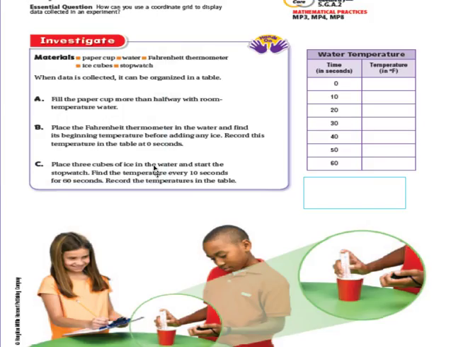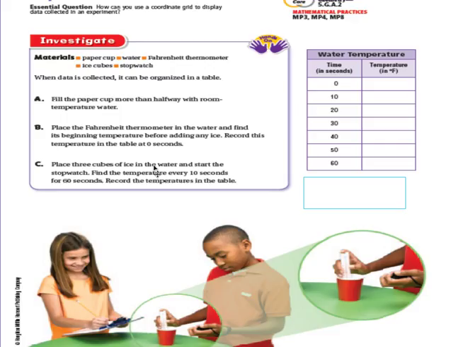Today we're going to graph some data. So our essential question is, how can you use a coordinate grid to display the data collected in an experiment? First we have to do some investigation. You need to have a paper cup, water, a Fahrenheit thermometer, ice cubes, and a stopwatch. Check with Mrs. Crony, she'll make sure you have all those things.